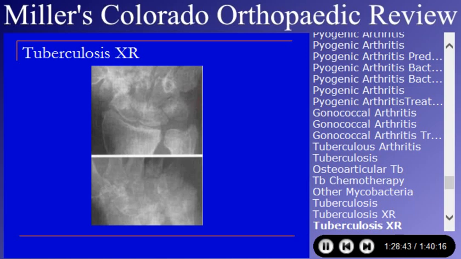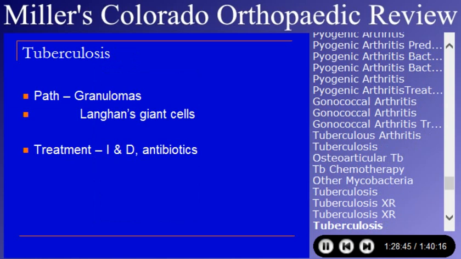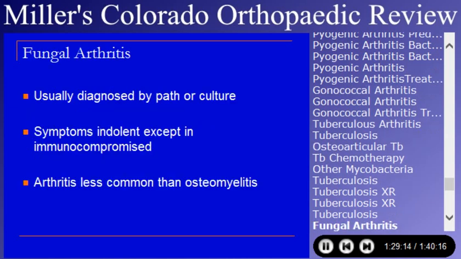Again, there are granulomas, there are Langerhans giant cells. These are giant cells with multiple nuclei that are peripheral, as opposed to the osteoclast-like giant cell that you commonly see in tumors, which has multiple central nuclei. This is different than the Langerhans cell histiocytosis. There is no ER in this. Treatment of tuberculosis is surgical debridement and antibiotics.